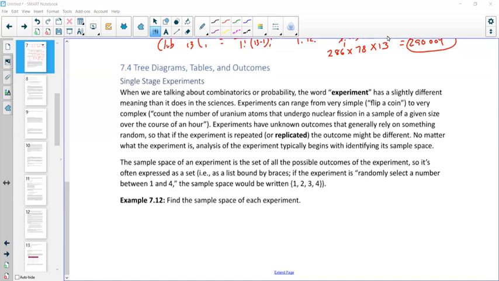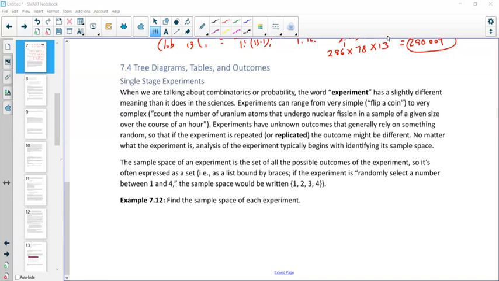Experiments can range from very simple, flip a coin, to very complex, count the number of uranium atoms that undergo nuclear fission in a sample of a given size over the course of an hour. Experiments have unknown outcomes that generally rely on something random, so that if the experiment is repeated or replicated, the outcome might be different. No matter what the experiment is, analysis of the experiment typically begins with identifying its sample space.